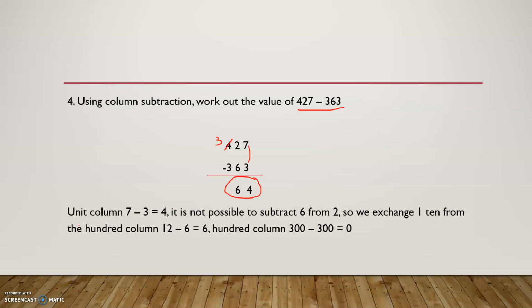So here is the explanation. It says unit column 7 minus 3 equals to 4. So 7 minus 3 is 4. And then you go 2 there. So it is not possible to subtract 6 from 2. So we exchange 1 ten from the 100 column. So that will be 12 minus 6, which is 6. And then 100 column, which is 300 minus 300 is 0. So this is our answer, 64.